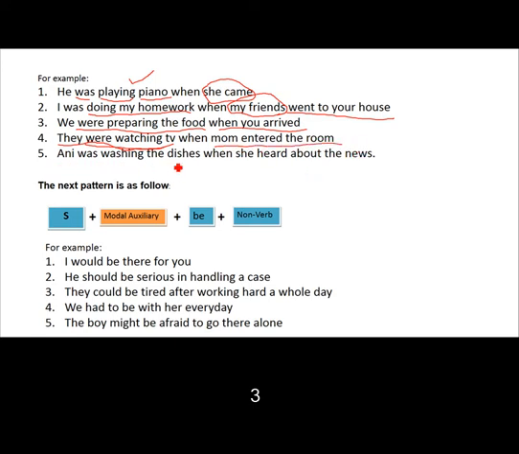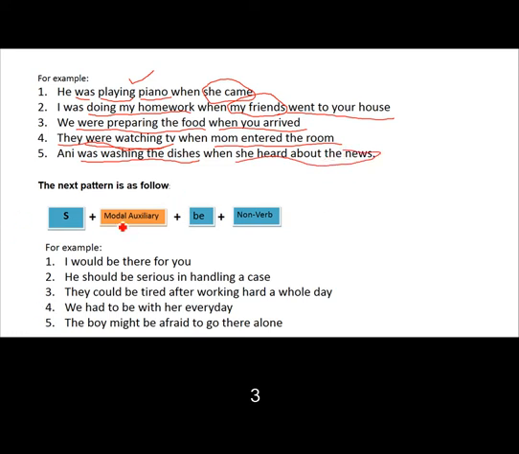Annie was washing the dishes when she heard about the news. So when Annie was washing, she was probably in the bathroom or in the kitchen washing the dishes. Then suddenly she heard about the news.